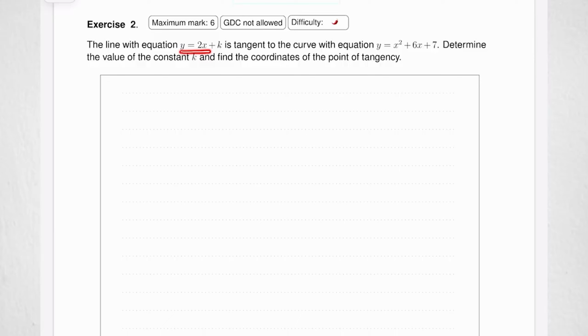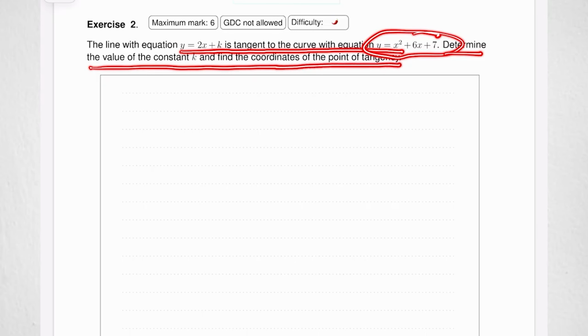In exercise number 2, we have something that mixes functions with calculus. We have a line with equation y equals 2x plus k, which is tangent to this curve right here, which is a quadratic, a parabola. Determine the value of the constant k and find the coordinates of the point of tangency. Now, in this question, you're not allowed to use your GDC.